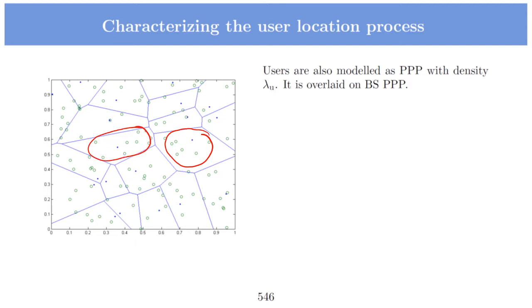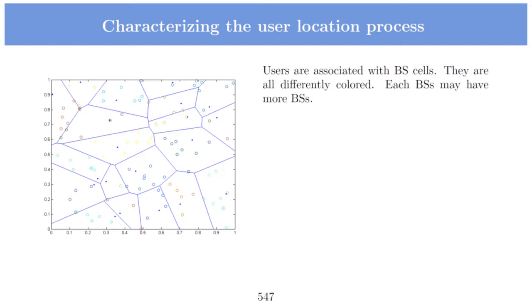Now you will see we will associate these users based on the cell they fall in. So the color here shows this kind of association. All these yellow users are associated with this base station. All these green users are associated with this base station. So all the users are now divided into different cells.